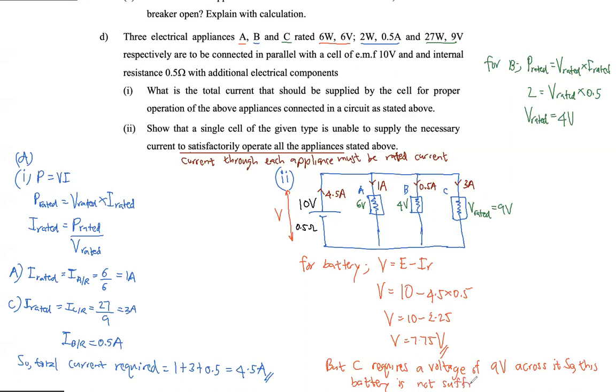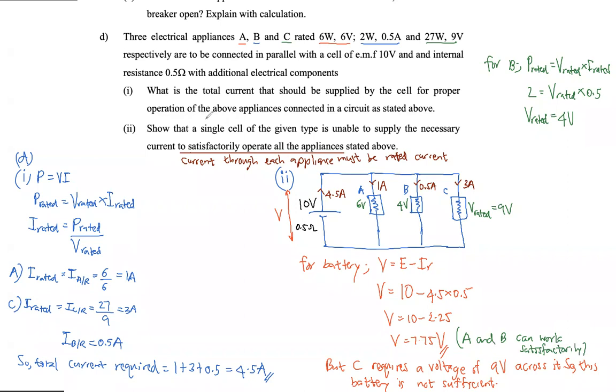Just follow the instructions in each question. They are assisting you with this. First question, they are asking us to find the total current. When you put the total current here, you can find out how much maximum voltage the battery can create across it, and you can compare that with each of them. With 7.75 volt I can say A and B can work satisfactorily, but not C.